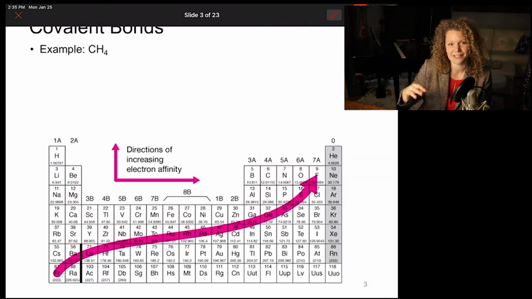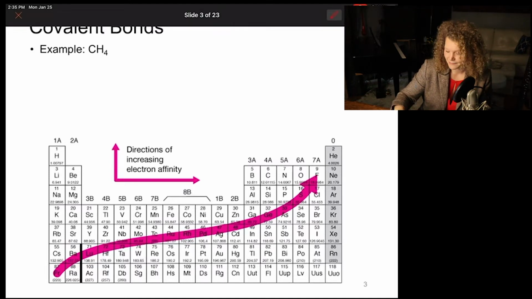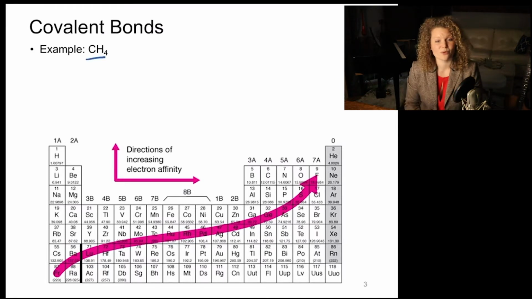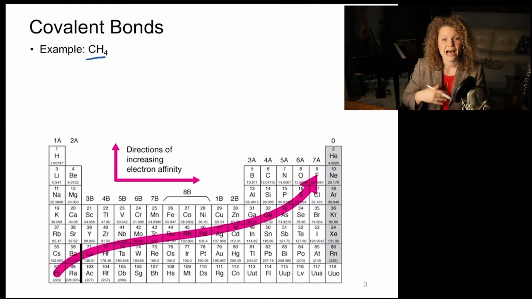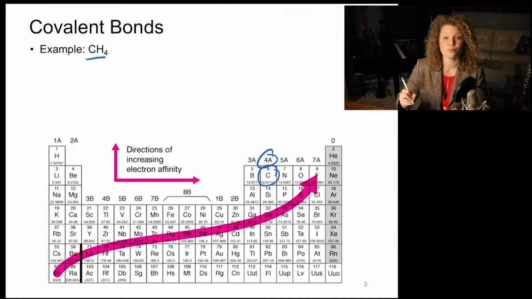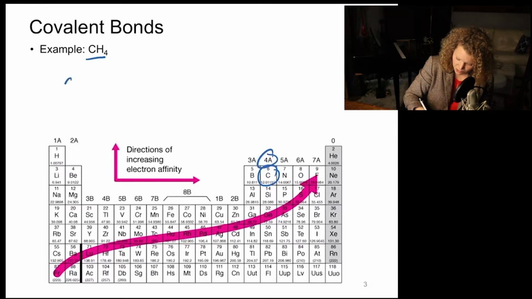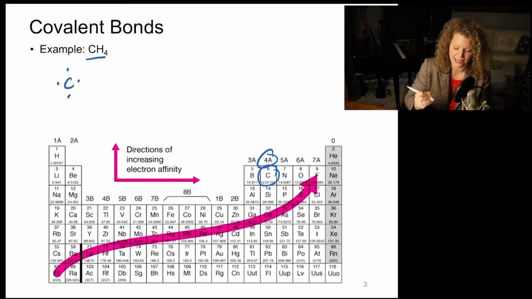Let's now dive into covalent bonds. So we're going to draw the Lewis dot structure of methane. First, we need to look at what we have. So we've got CH4. How do we know how many valence electrons are in carbon? Well, we look at the group number. So here's carbon, and it's in group 4. So that means that we have 4 valence electrons. So I'm just going to draw carbon with 4 electrons here.